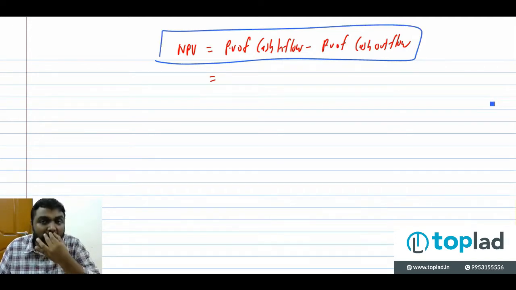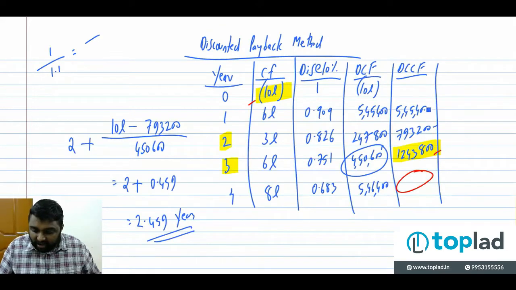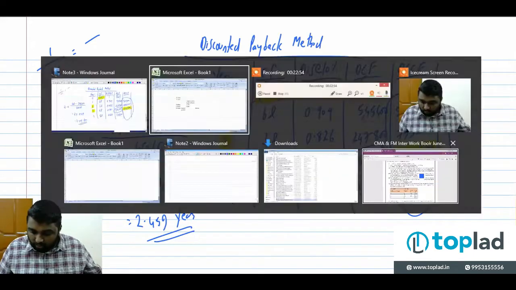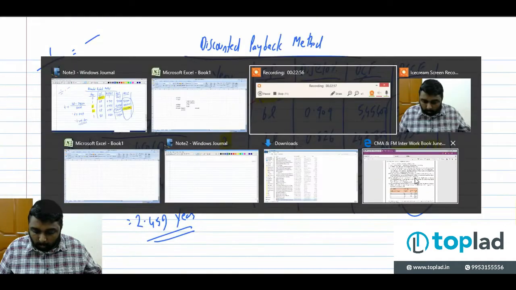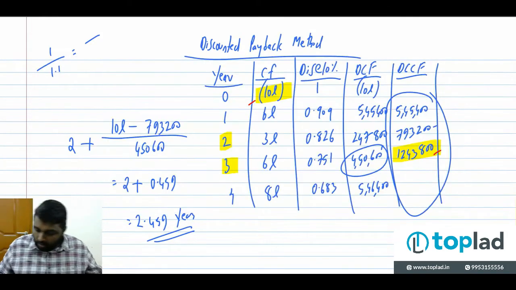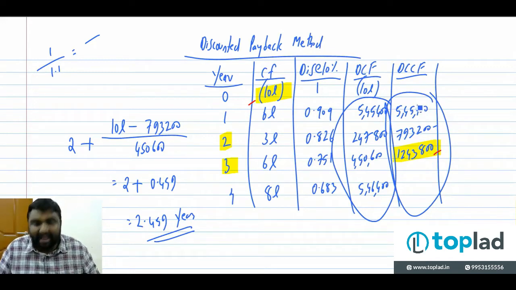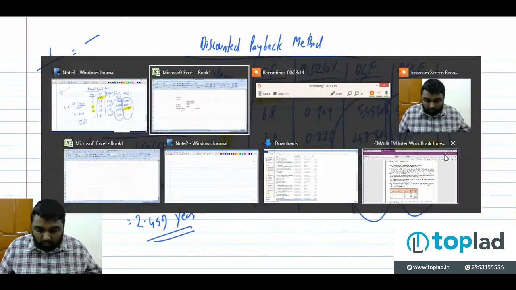What is the present value of cash inflow? See, this is the entire total of our cash inflow, the entire period up to the last year. So we have to consider the fourth year also. What will be the amount? We have to take the total of all these positive numbers: 5,45,400, 2,47,800, 4,50,600, and so on.